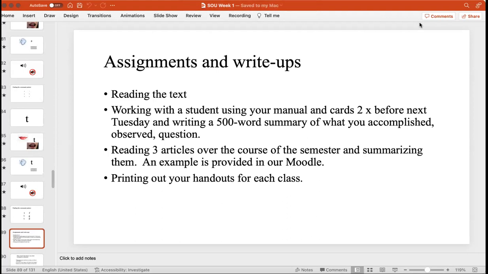The third thing, over the 10 weeks, at some point is to have read 3 articles, and each week in Moodle, there are going to be different articles that you can choose from. I did provide an example so you'll know what I'm looking for. And then printing your handouts for each class. Any questions about that at all?